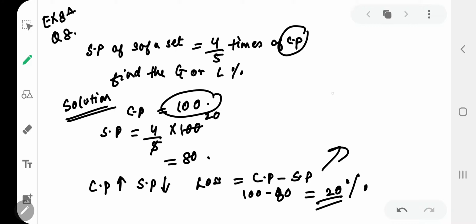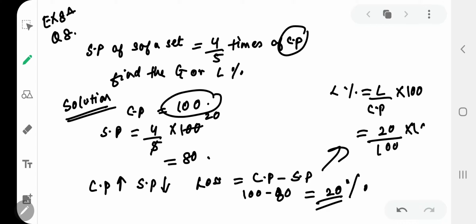You can also find loss percent if you want. Loss percent is loss upon CP into 100. So loss is 20 upon CP is 100 into 100. So in a way, whatever loss you are getting here, that itself is a percent. Okay, my dear kids.